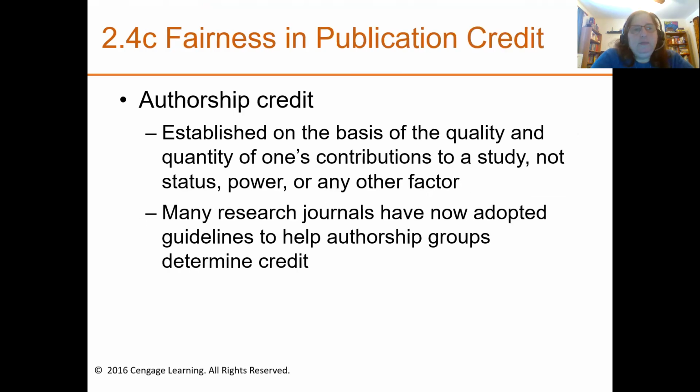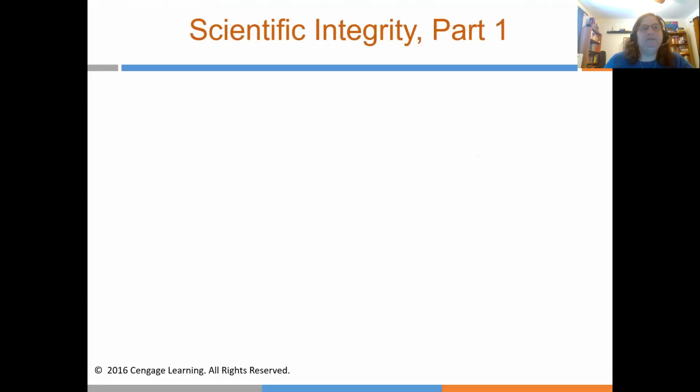Okay, so we already talked about authorship credit and that whole notion about how it's set up. And I shared with you how many research journals have now adopted guidelines to help authorship groups determine credit. You will see that if you go to publish a journal article these days. It's supposed to be based on the quality and quantity of one's contributions to a study, and they have become very strict about telling you who should or should not get authorship when you submit an article. Okay.